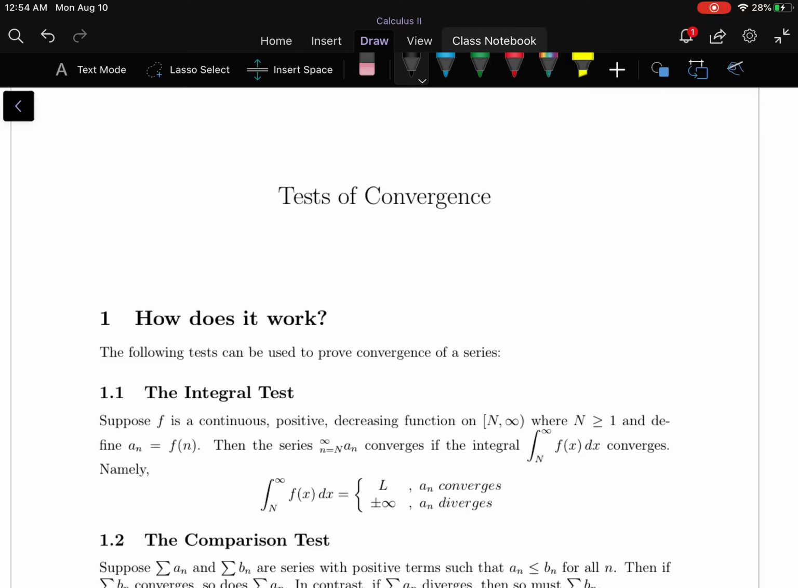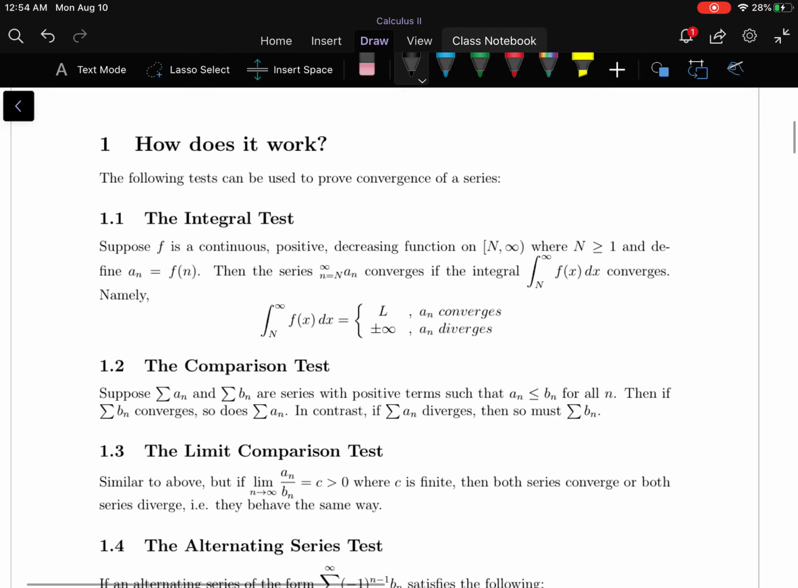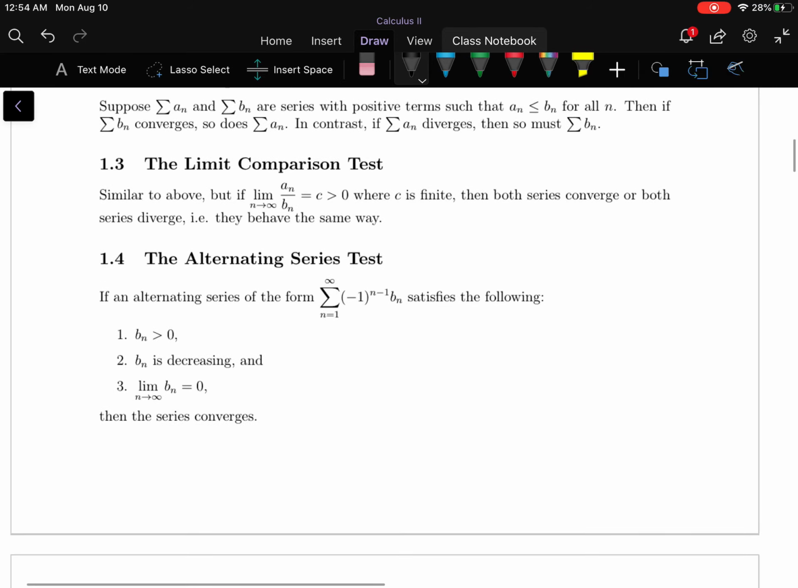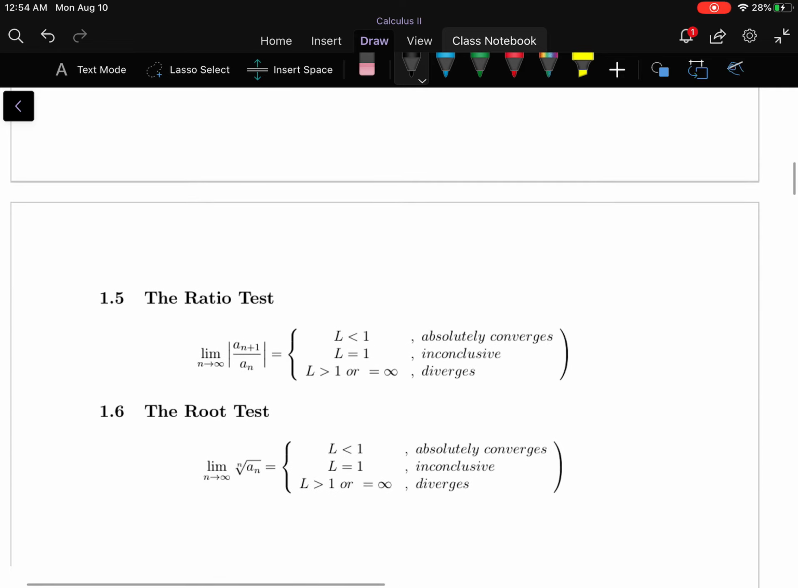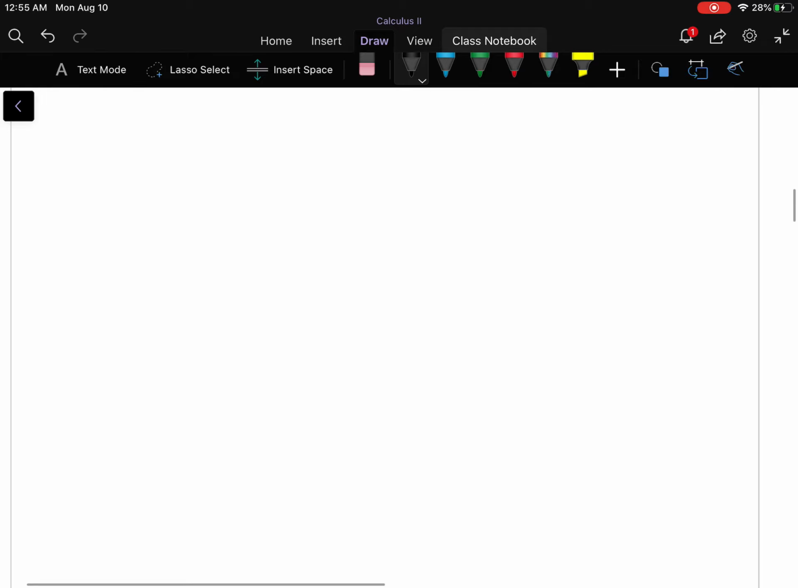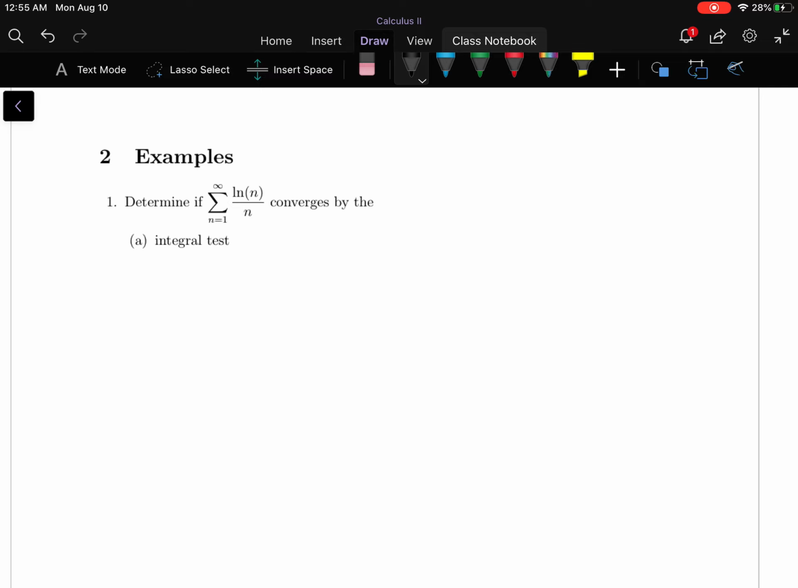Hi, this lesson is going to be presenting a number of tests for convergence with respect to series. I will leave it to you to pause and read through these tests if you haven't done so already. You have the integral test, comparison test, limit comparison test, alternating series test, and then the ratio and root tests. We are going to demonstrate all of those within this and the next video. So let's go ahead and start practicing applying some of these tests.